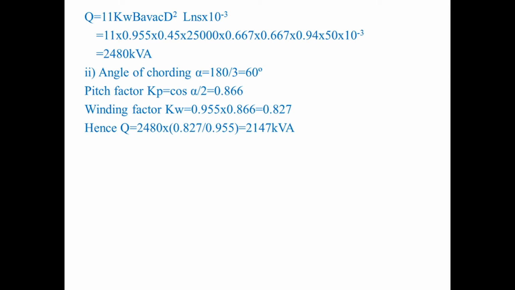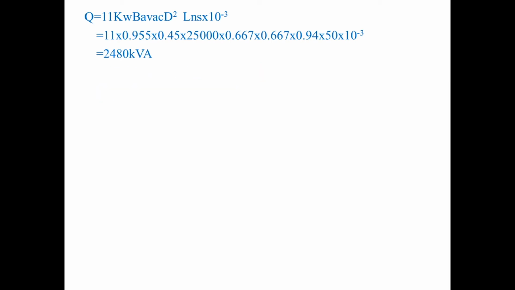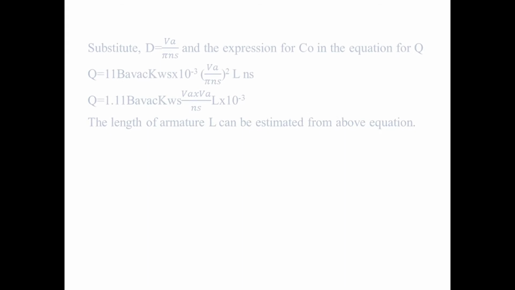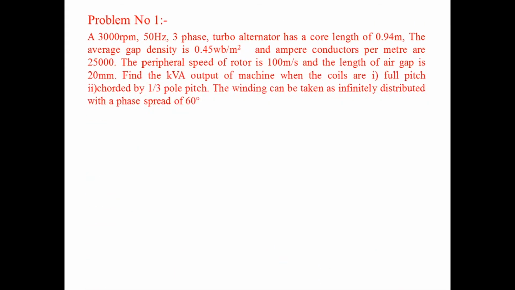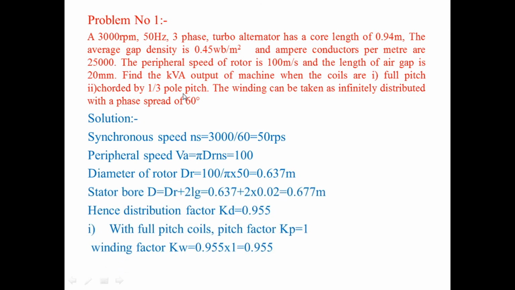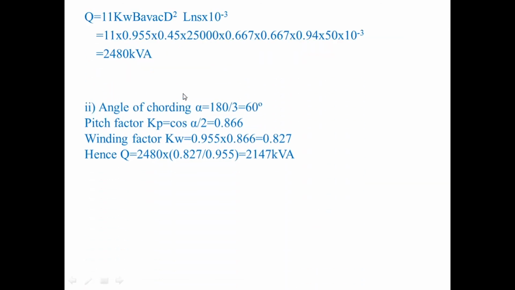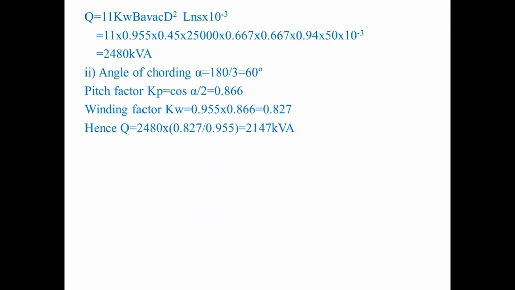Next, in the next case it is given in the problem that the coil is chorded by 1 by 3 of pole pitch. If you consider that value, the angle of chording is 1 by 3. A full pitch coil is 180 degrees. Now it is 1 by 3 of chording, so you can say 180 divided by 3, that is 60 degrees.